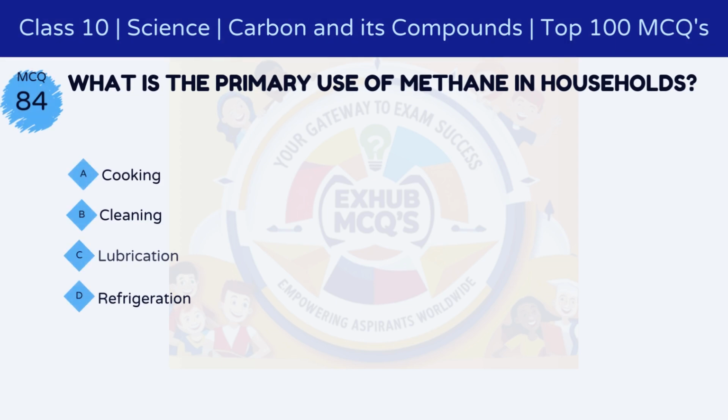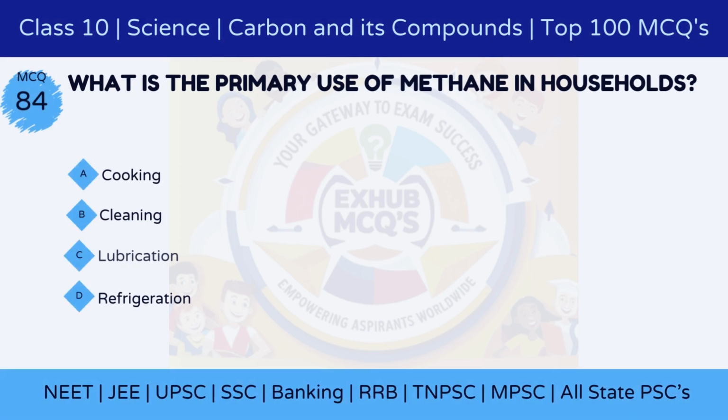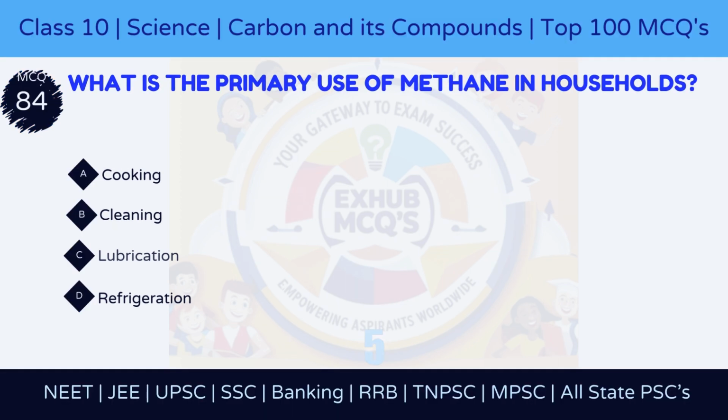MCQ 84. What is the primary use of methane in households? Option A, cooking. Option B, cleaning. Option C, lubrication. Option D, refrigeration.